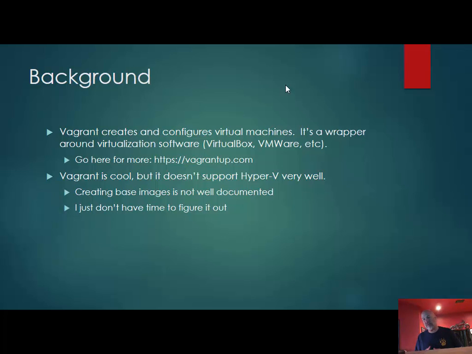I got introduced to Vagrant. What Vagrant is, it's kind of a wrapper over virtualization software like Hyper-V or VirtualBox. The problem, though, is Vagrant doesn't really do Hyper-V very well. In particular, since I use Hyper-V, I needed base boxes that could run on Hyper-V. And the directions and the support for doing that was really weak, and it just got very frustrating.